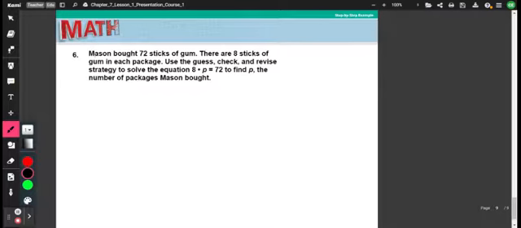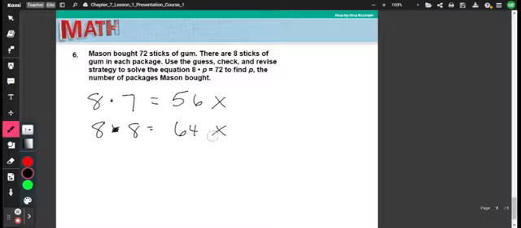Since 72 is a bigger number, let's start with 7. 8 times 7 is going to be 56, so that's a no-go. 8 times 8 is going to be 64. Again, that's a no-go. What about 8 times 9? 8 times 9 is going to be 72. So p is going to be 9.